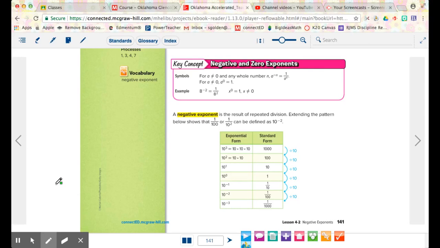So this is lesson 4-2, negative exponents. Okay, so put that at the top of your notes in your composition book. So this first part says a negative exponent is the result of repeated division.